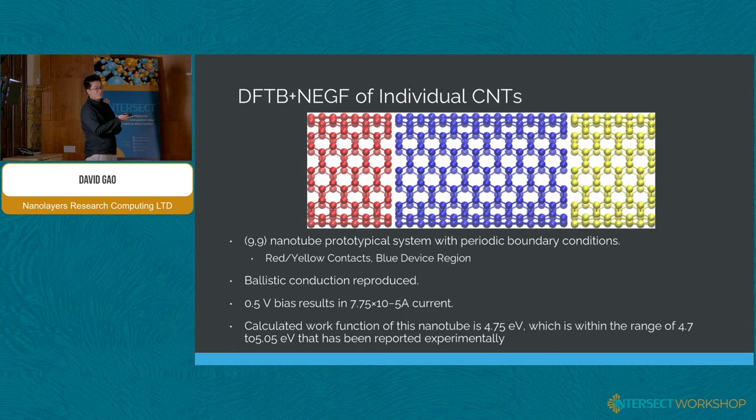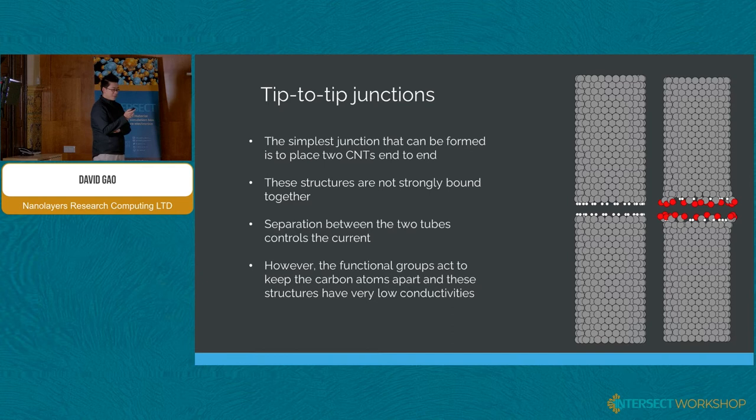OK. So now that we're starting to look at tip junctions, we can start thinking about how tips begin to touch each other, what types of interactions you may have. So we come to the simplest tip junction, which is just formed when you put two nanotubes end to end. And these junctions look like this. They're actually very weakly bound, because remember, all these nanotubes are hollow, essentially. So you only have this ring of atoms that can see the other ring of atoms.